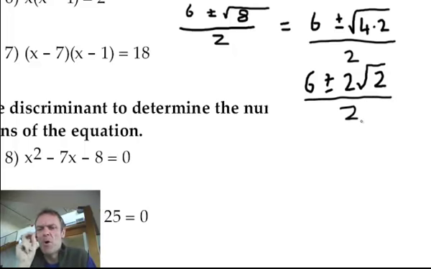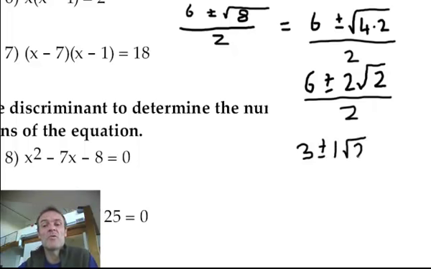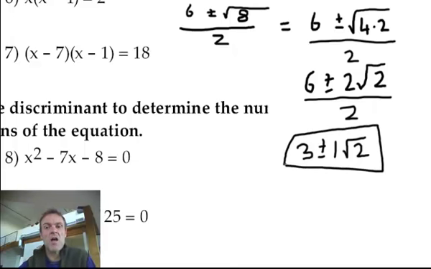Now look, both of these numbers outside the square root can be divided by 2. Don't do the thing inside the square root. It's the square root of 2, it's not 2. So 6 divided by 2 is 3. 2 divided by 2 is 1. I don't really need it. 1 root 2. So that is the answer. 3 plus or minus root 2, don't really need the 1.